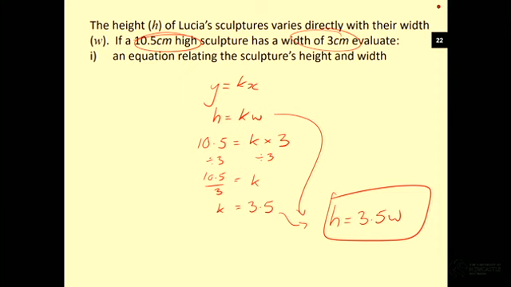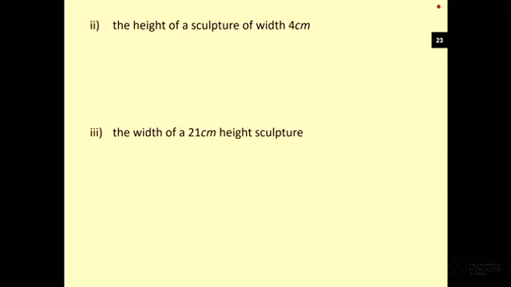So, done. The next bit's predictably going to be, okay, use the formula. Whatever equation you found, use it. First says the height of a sculpture of width 4 centimetres. Well, if we found out that the height was equal to 3.5 times the width, then if the width is 4 centimetres, the height is 3.5 times it. That's all. It's pure substitution. 3.5 times the width of 4, which is 14. And the units were centimetres. The units in this whole question were centimetres. We chuck centimetres in, we're getting centimetres out.